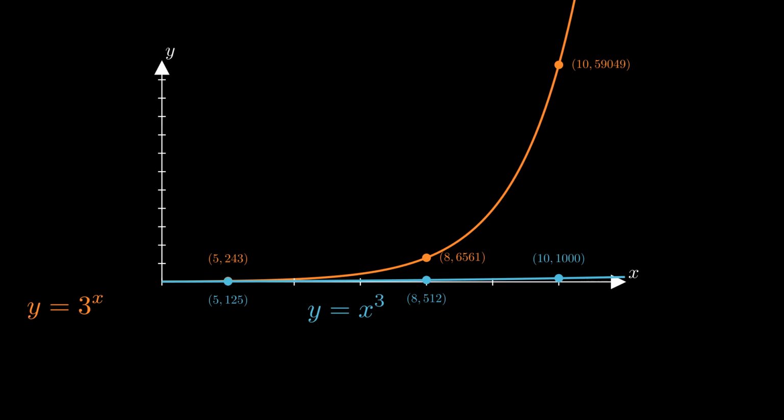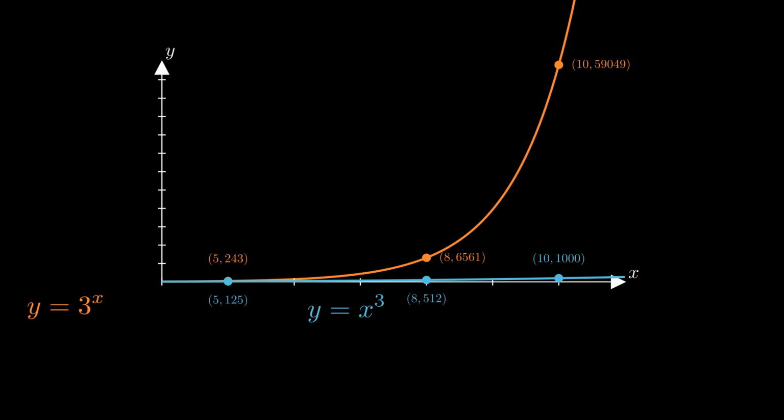Okay, then follow the orange plot to the next point. When x is 10, we are already at 59,049 for 3 to the x. The corresponding blue dot is if we plug in 10 into x cubed. So 10 to the third is 1,000. We can see this is an even larger difference and that the orange plot is just growing super fast.